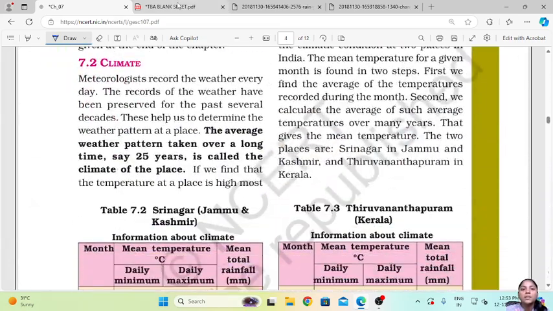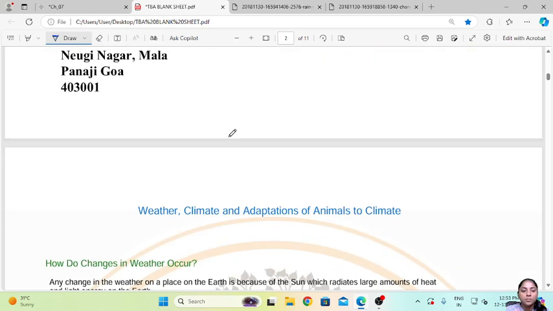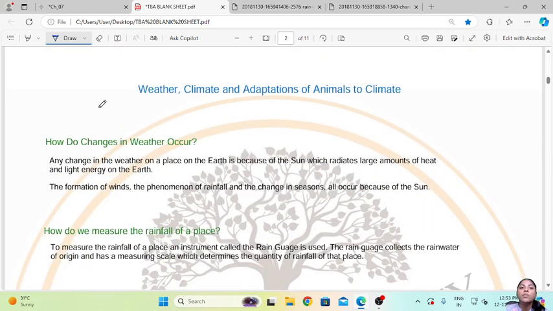So let us continue with this chapter. We have already learned what the weather is. So how do changes in weather occur? We have learned in the last video that the weather of a place is never constant. It constantly changes, it never remains the same. Even day after day or week after week it will change. So how does it change?